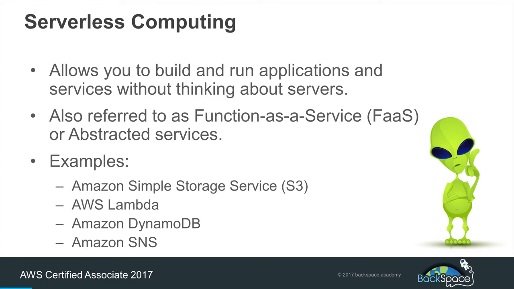Some good examples of that are the Amazon Simple Storage Service, and we'll talk more about these services in the next few slides. AWS Lambda, which is a service where we can just give our code to AWS and it will run that code for us and bill us in 100 millisecond increments. So we don't need to worry about anything other than just supply our application code and Lambda will run that for us.